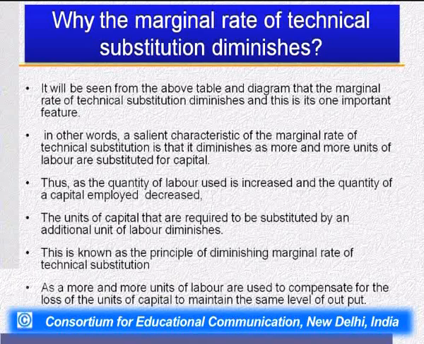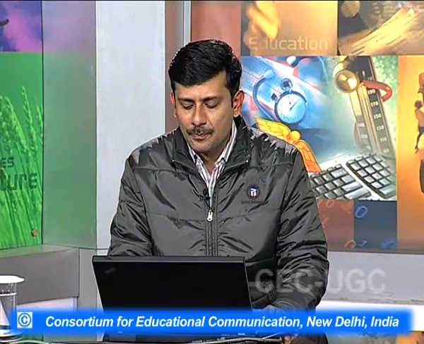The question may arise in some exams also, that why the marginal rate of technical substitution diminishes. So, to keep the level of output constant, the units of capital that are required to be substituted by an additional unit of labor diminish. This is known as the principle of diminishing marginal rate of technical substitution.